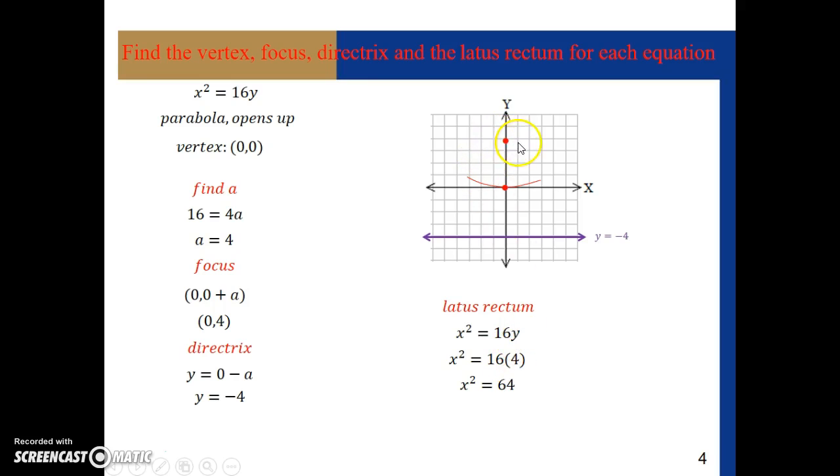We're going to plug the value here. That is our focus. We'll plug that value in for y, and we'll find the corresponding x values for that, and so those 2 points will lie on the latus rectum.